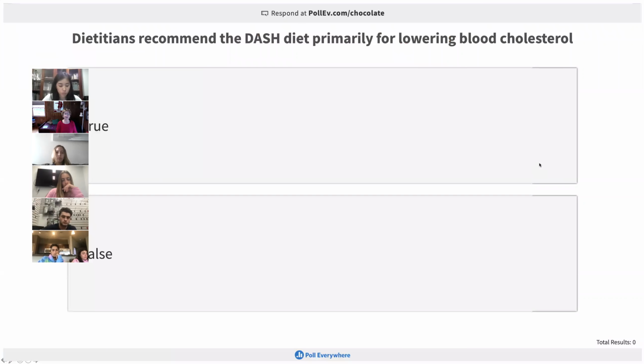Dietitians recommend the DASH diet primarily for lowering blood cholesterol levels. True or false?